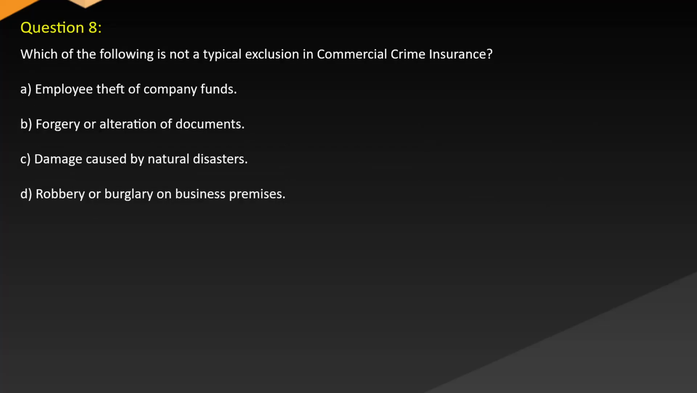Question 8. Which of the following is not a typical exclusion in commercial crime insurance? A. Employee theft of company funds. B. Forgery or alteration of documents. C. Damage caused by natural disasters. D. Robbery or burglary on business premises.